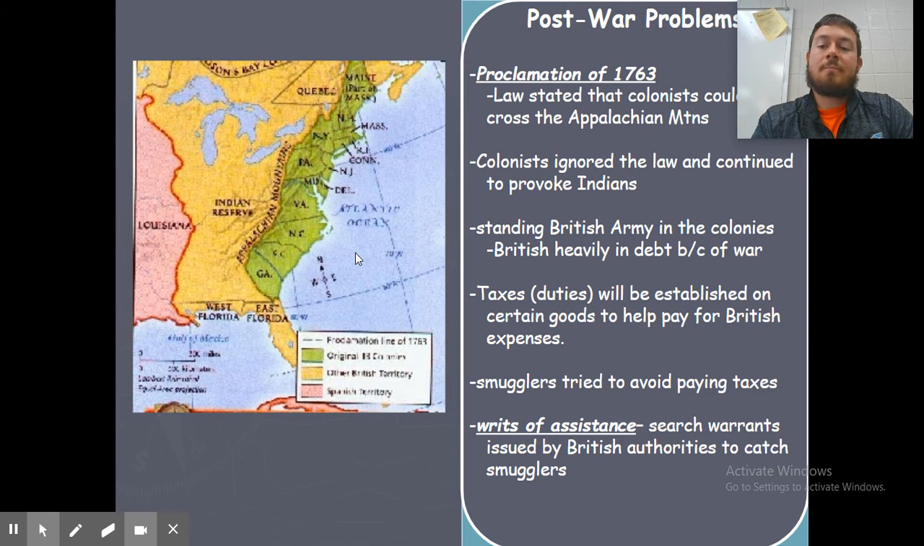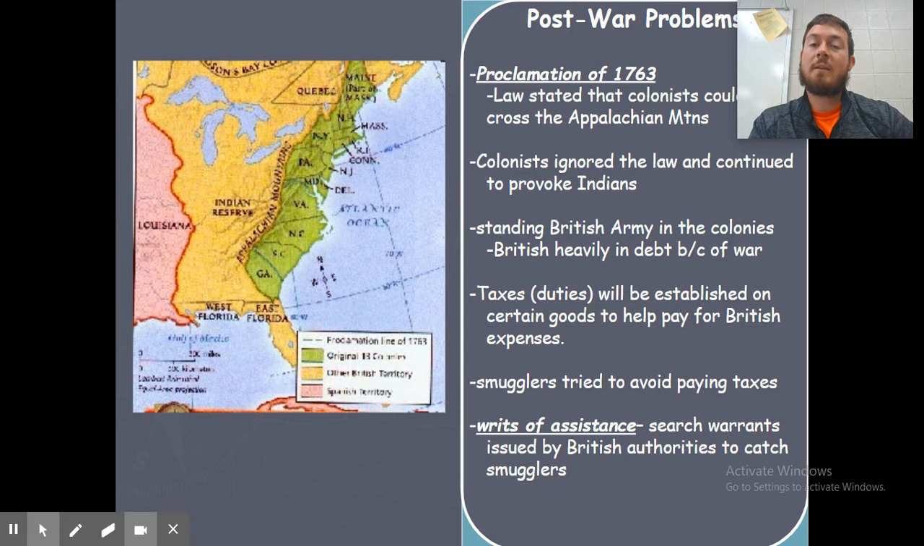The British Army stays in the colonies, which makes some colonists upset. The British are heavily in debt because of the French and Indian War. So when you're in debt, you have to make more money. And the way a government makes more money is they tax. So they increase their taxes, also called duties, and they're established on certain goods to help pay for British expenses.